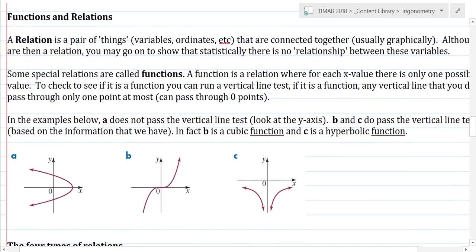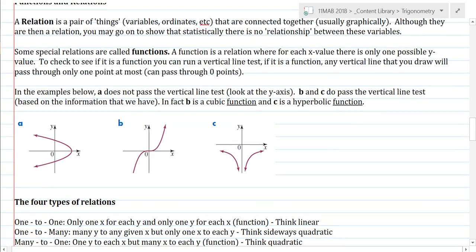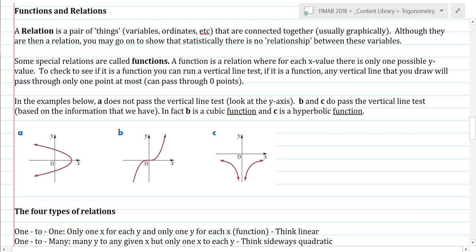This is the big one. This is the one that you can probably get questions on in the exam and that you will talk about a fair bit in your assignment. So this is quite important, the difference between functions and relations.